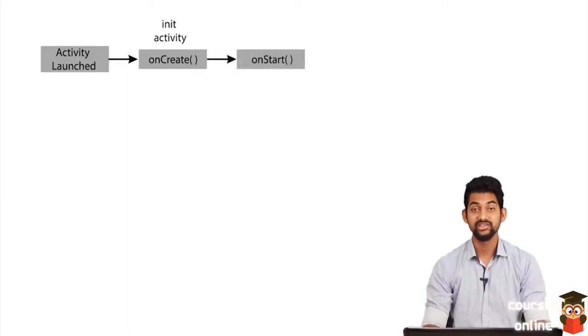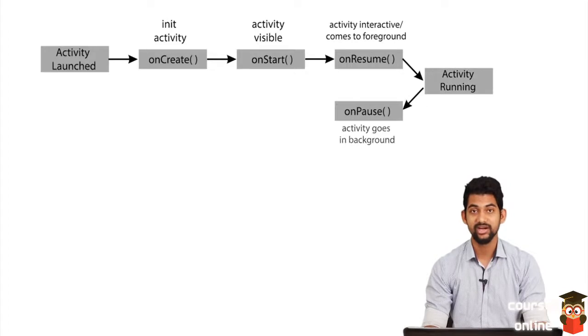So let's compare both. When we launch an activity, there are a series of callbacks. Let's see them one by one. First is onCreate. This is when the activity is initialized. Then we have onStart. This is when the activity is visible. Then we have onResume. This is when the activity becomes interactable. It comes to the foreground.